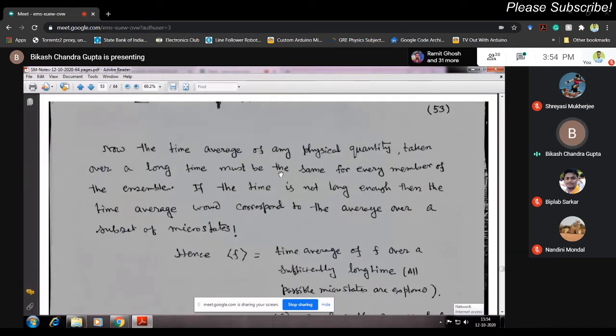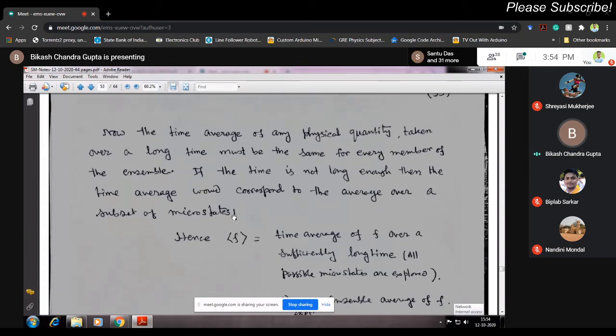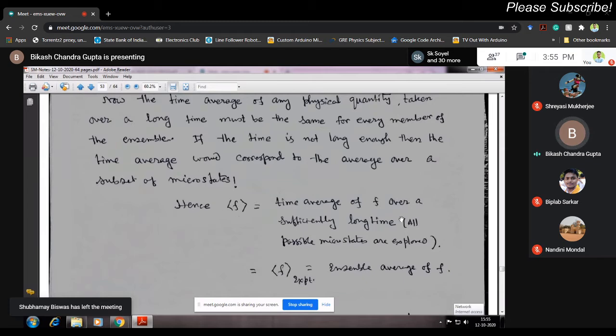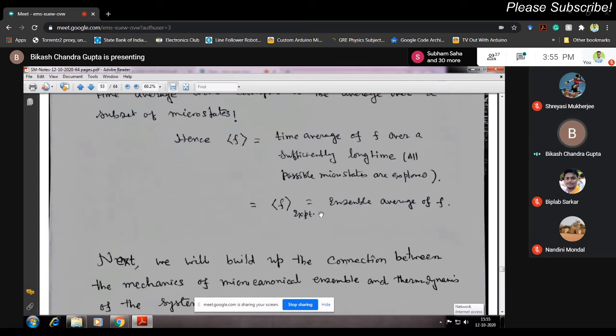Now, the time average of any physical quantity taken over a long time must be the same for every member of the ensemble. If the time is not long enough, then the time averaging would correspond to the average over a subset of microstates. Then you probably cannot get the exact result that you obtain experimentally. Hence F average is a time average of F over a sufficiently long time. Sufficiently long time means it can explore the entire phase space. That means you take the weightage over all possible microstates. If you take it over a long time, then that will correspond to the experimental result. And that is nothing but the ensemble average of F, where of course the ensemble has to be very large.